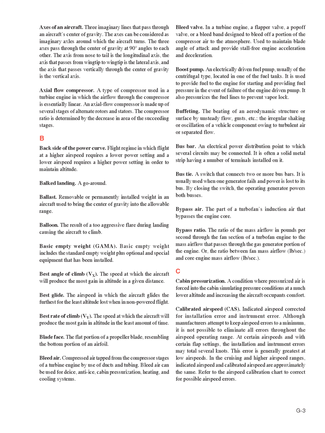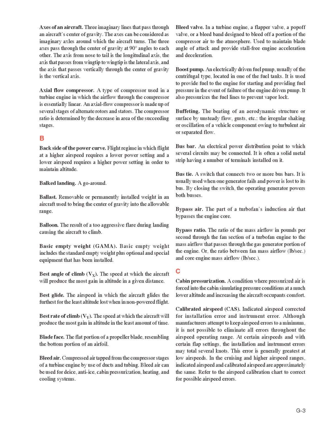Basic empty weight, GAMA. Basic empty weight includes the standard empty weight plus optional and special equipment that has been installed. Best angle of climb, VX. The speed at which the aircraft will produce the most gain in altitude in a given distance. Best glide. The airspeed in which the aircraft glides the furthest for the least altitude loss when in non-powered flight. Best rate of climb, VY. The speed at which the aircraft will produce the most gain in altitude in the least amount of time.